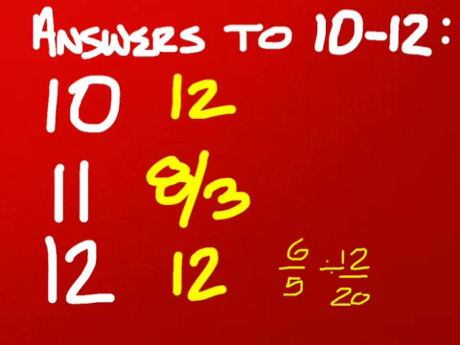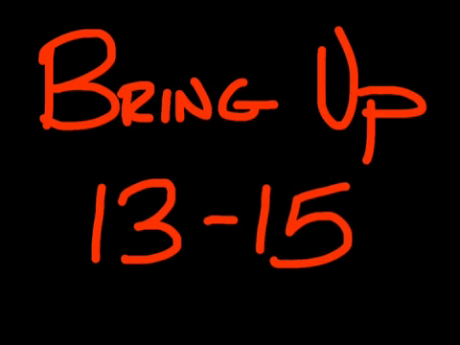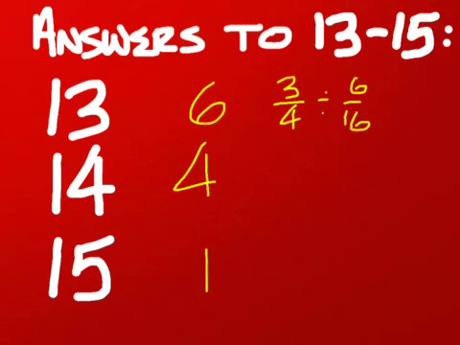Alright, we have to go back and check number 12. If we change this to multiplication, we'll end up with 20 over 12. So that's a 1, 2, 1, and 4, and that is right. The answer should just be 2. Answers are 6, 4, and 1.